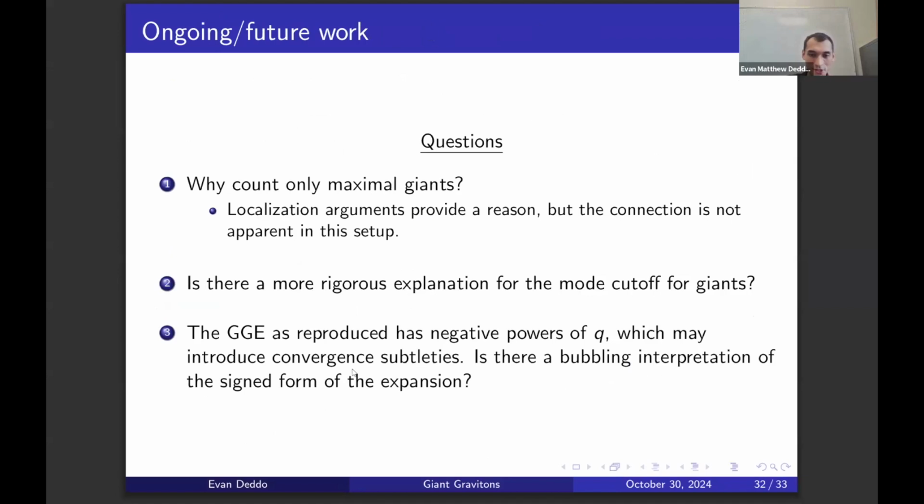But there is a subtlety that this could introduce some type of convergence issues, because we have both negative powers of Q and positive powers of Q appearing in the index. So maybe it's possible there could also be a bubbling interpretation of the signed form of this expansion. This is not quite clear yet, but it's something to consider.